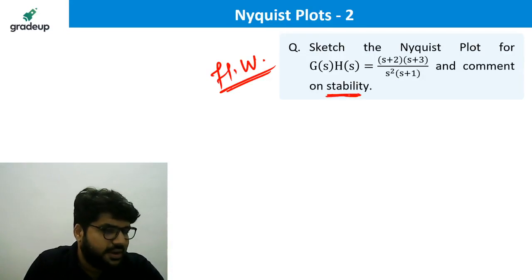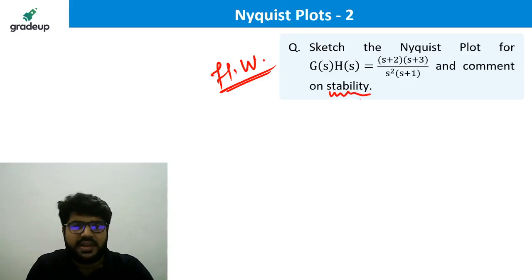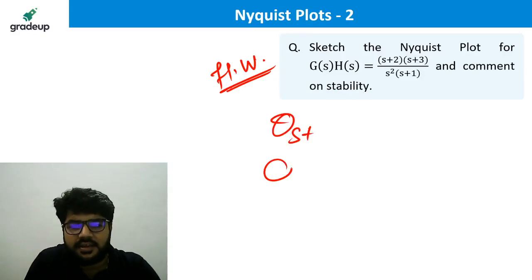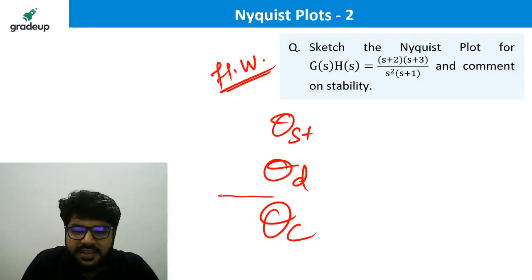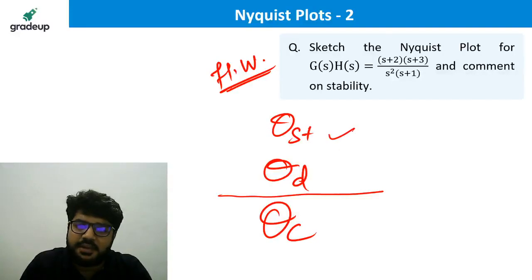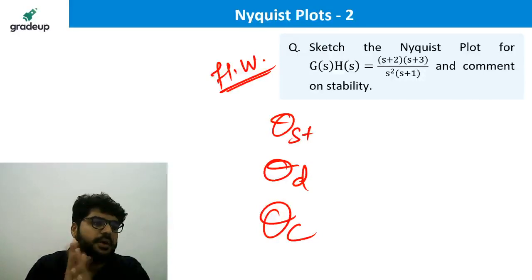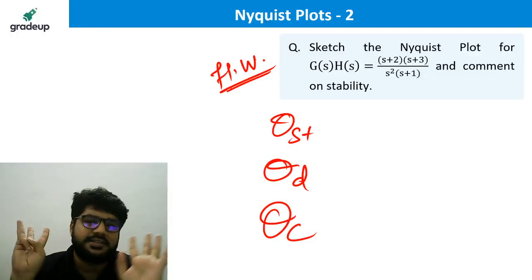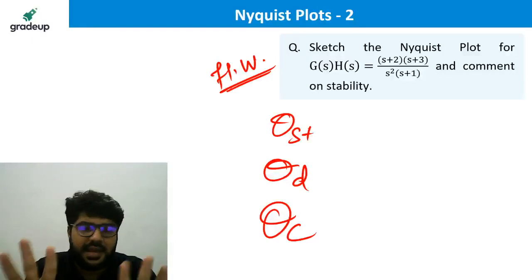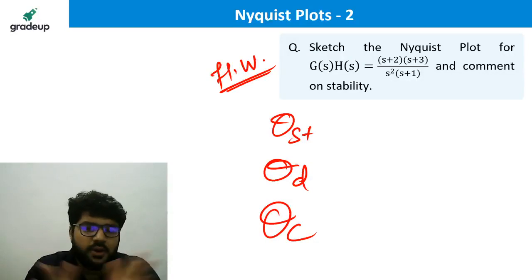Because they're asking you to comment on stability also, you will have to find the critical frequency if required. So theta starting, theta diving and theta critical will make the complete Nyquist plot. Theta diving and theta starting will give you the shape. But if you want more analysis of stability, theta critical, the third frequency. Just remember, all the poles and zeros are in LHP. So theta starting, theta diving with no precautions to be applied. Solve it regularly. I hope you will be able to solve this.